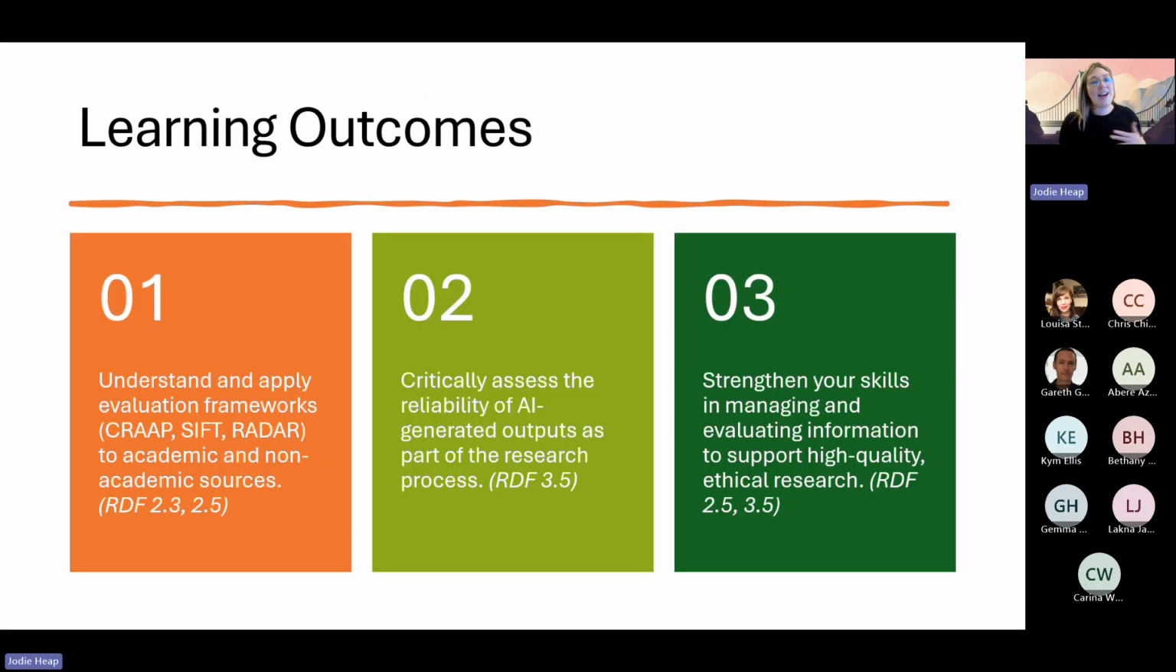In this session, we have looked at the different frameworks that are available. We've looked at how AI fits into that situation, and we've considered how we can look at researcher integrity when we are considering research and evaluating information.